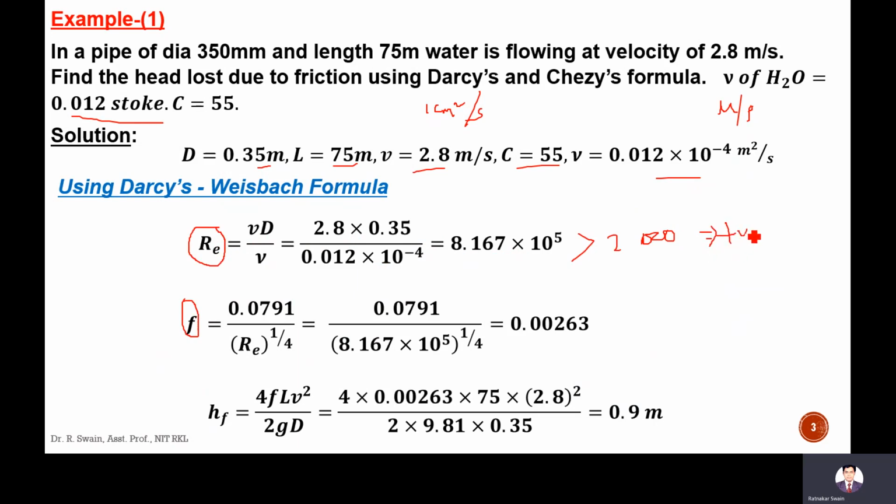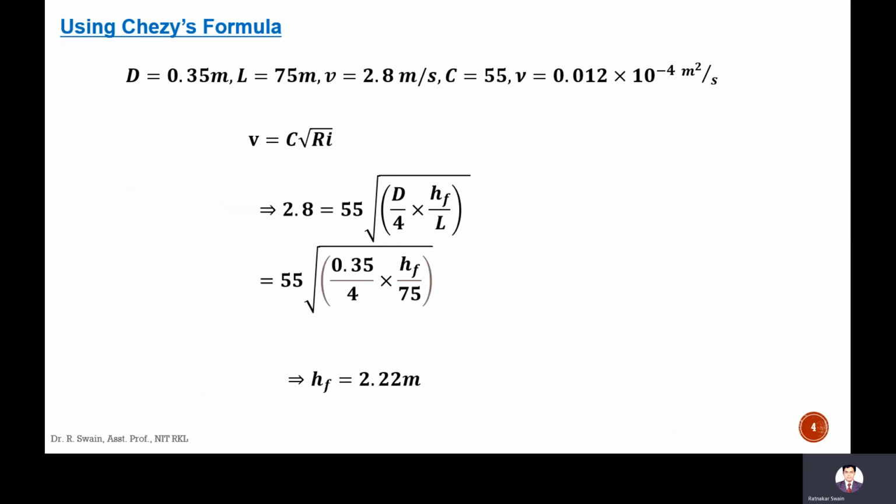And for turbulent flow, f is calculated using this formula, as we discussed in the last class: 0.0791 divided by Re to the power 1 by 4. So putting the Re value here, it will be 0.00263. So by putting f, L, V, g, and d values in the Darcy-Weisbach formula, we will get 0.9. That 0.9 is the friction head loss.